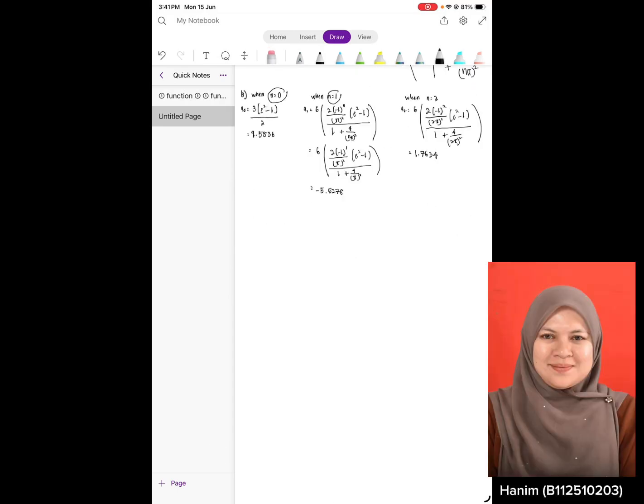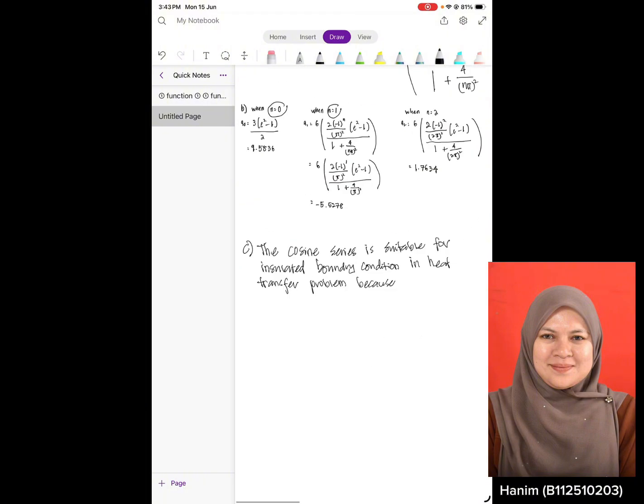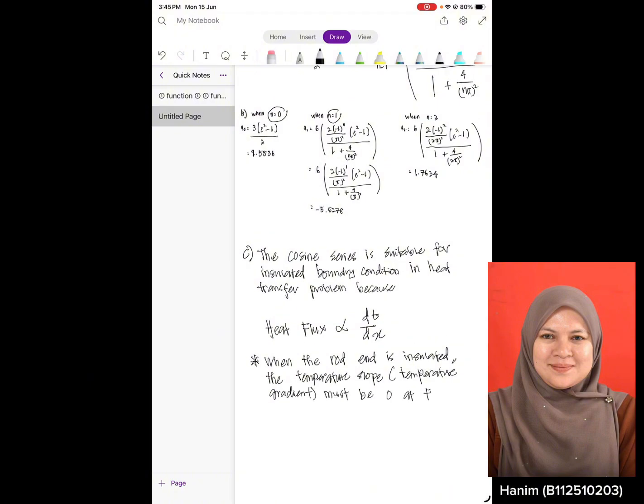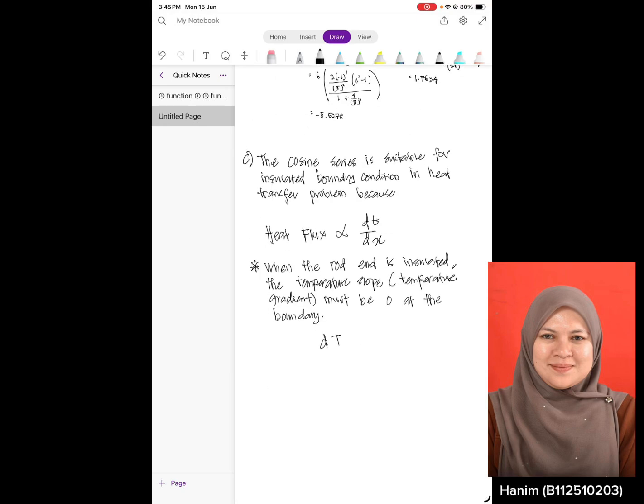Hi and Assalamualaikum. For question C, the cosine series is suited to the insulated boundary condition heat transfer problem because heat flux is directly proportional to the temperature gradient. When the tank is insulated, the temperature slope, meaning the temperature gradient, must be zero at the boundary. That means dT/dx equals 0 at x equals 0 and x equals L.